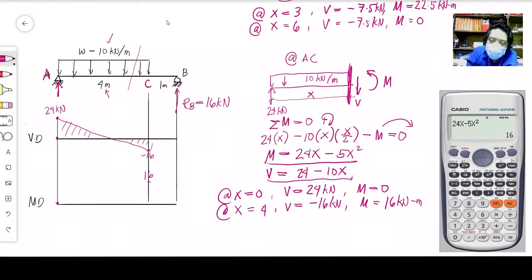The curve will behave like this if decreasing, and like this if increasing. Smile shape is positive, sad shape is negative. Is the diagram it follows increasing or decreasing? The shear diagram, from 24 to negative 16, is decreasing. So the behavior of the graph should look like this. From 0 to 16, it should be concave down.